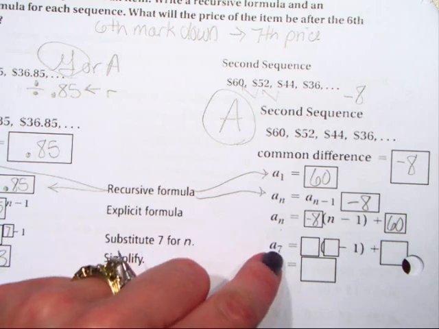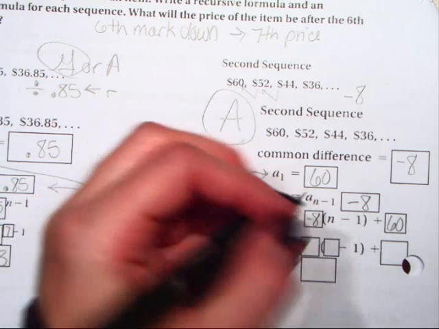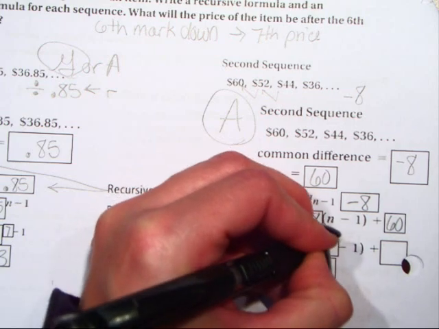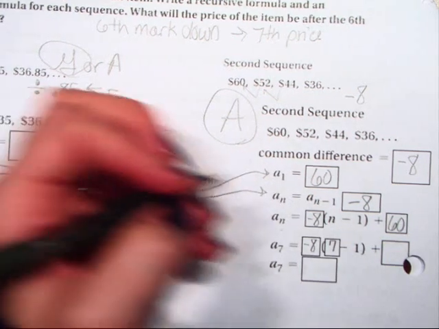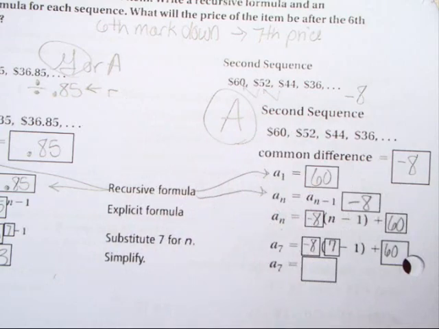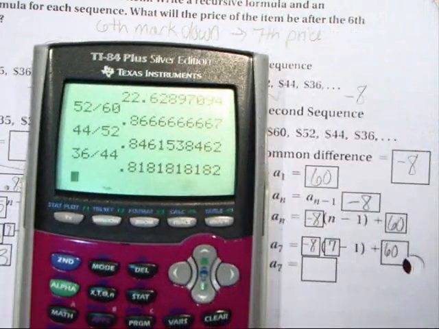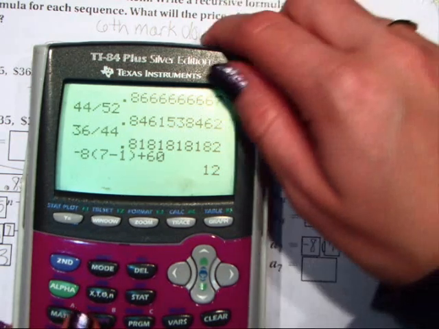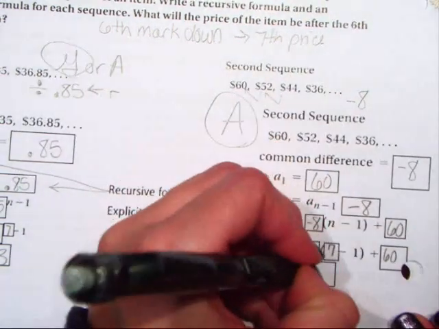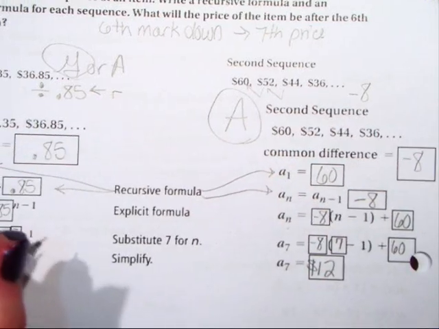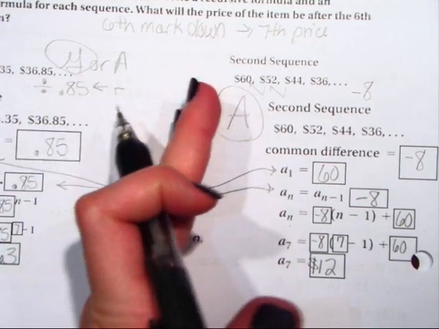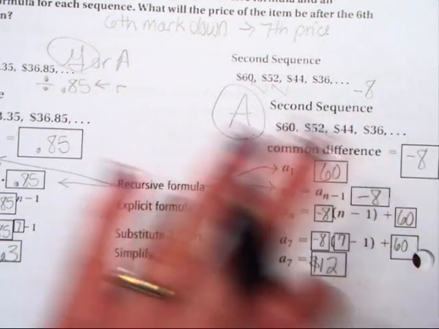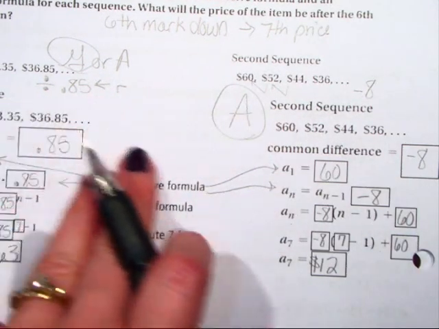We want to find the 7th price. So we say, well, what is -8 times the quantity of 7 minus 1 plus 60? And this will be what happens after 6 markdowns. Again, it is 6 markdowns, but it is the 7th price, so we plug in 7. So this sweater, or whatever it is, is only going to be $12 because it's being marked down a certain amount each time, whereas over here it was a % of markdown each time.